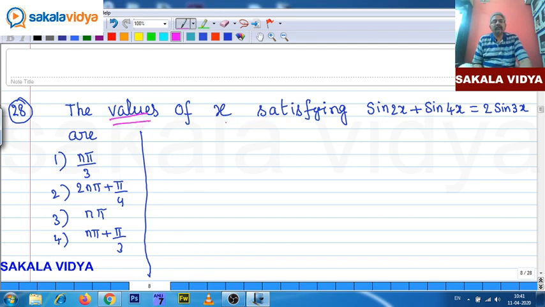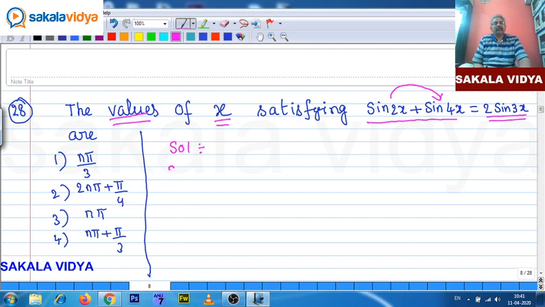Values of x satisfying sin 2x plus sin 4x equal to 2 sin 3x. So first of all, these two are in the form of sin C plus sin D. I already told you Brahmateja, after completion of the session I will discuss each and every previous question. Don't worry. This is the sin C plus sin D formula. Okay, solution.